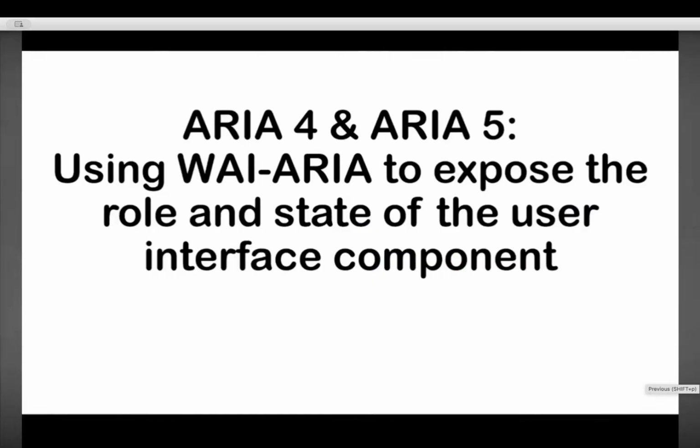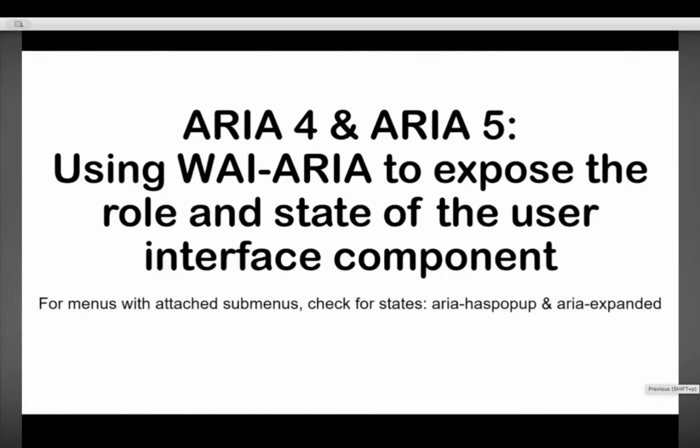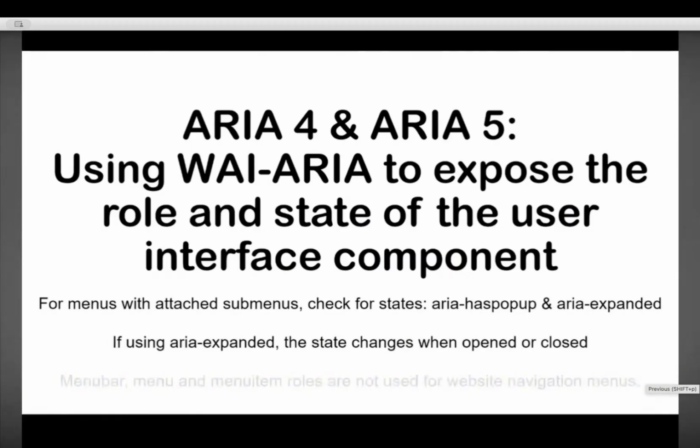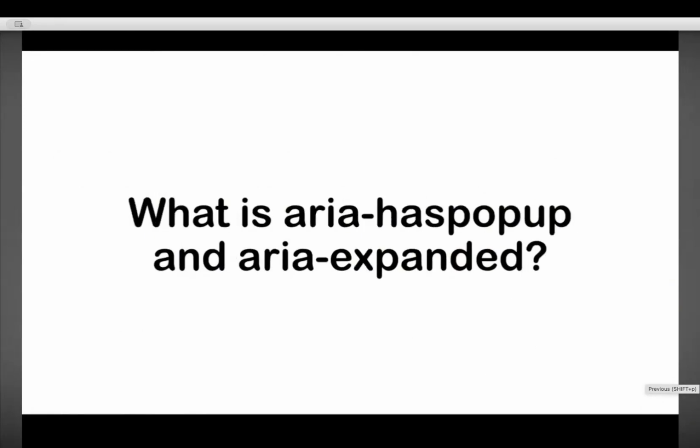In this video, we will be going over ARIA 4 and 5, using WAI-ARIA to expose the role and state of the user interface component. For this checkpoint, we will need to ensure that menus with attached submenus use the states ARIA has pop-up and ARIA expanded. If using ARIA expanded, then we need to check if the state changes when opened or closed. Additionally, we must make sure that menu bar, menu, and menu item ARIA roles are not used for website navigation menus.